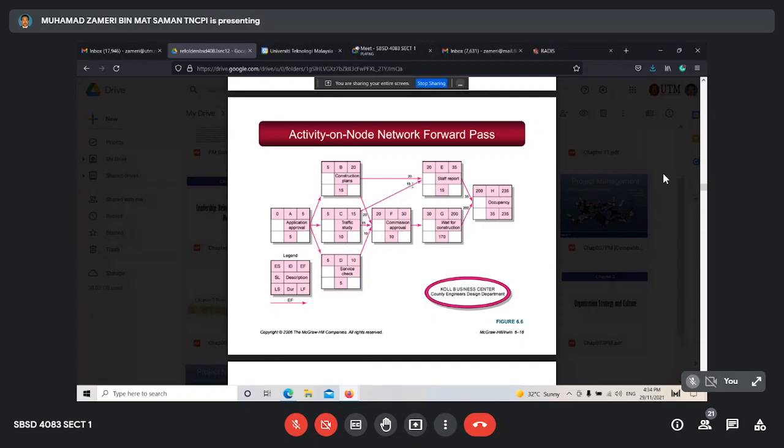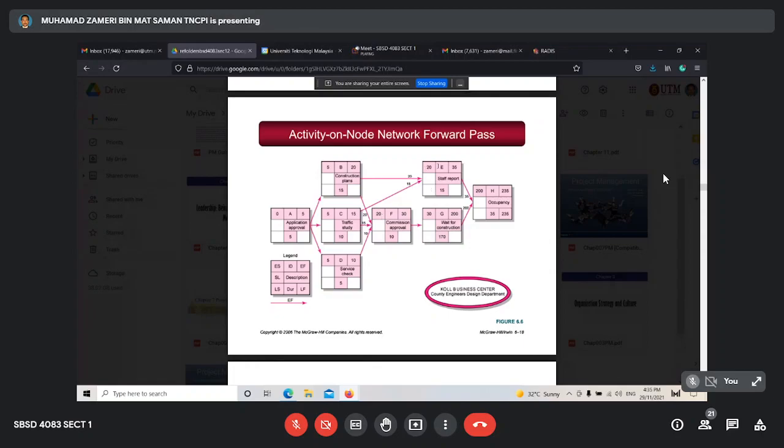So in this case, for early start, this one doesn't have any option, only 5. But this one has 2 values, either 20 or 15. For the early start, please remember, we take the longest one. 20 and 15, the longest is 20. So that's why we put 20 here. And then here we have 20, 15, 10. If you have a choice in the forward analysis, please choose the longest one. The longest is 20, that's why we put 20 here.